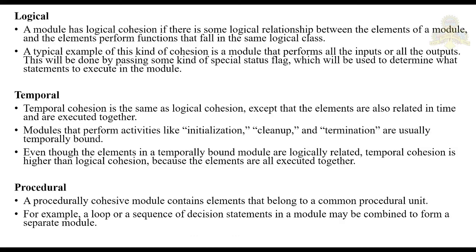The second one is logical. We say that the module has a logical cohesion if there is some logical relationship between the elements of a module and the elements perform functions that fall in the same logical class. An example of this would be a module that performs all the inputs or all the outputs. It doesn't perform any other functions. You have a module that is only concerned with the input items, or a module that is only concerned with the output. So there is no combination of input and output.